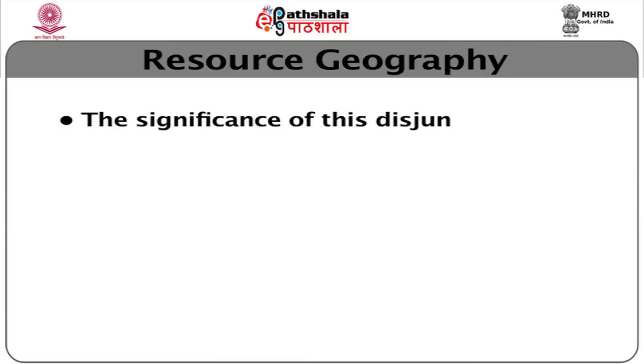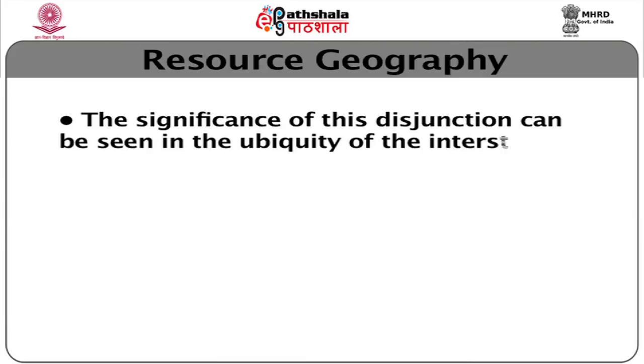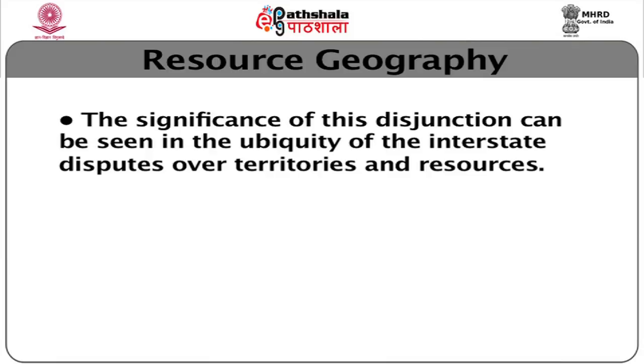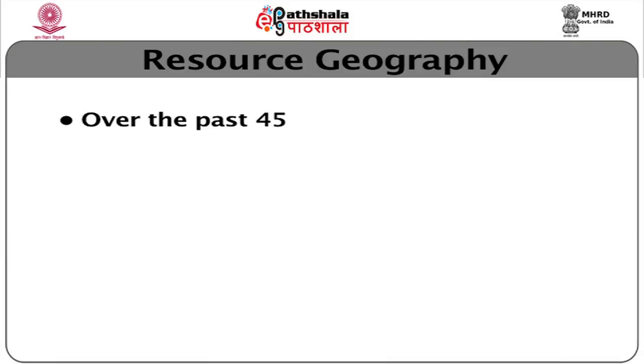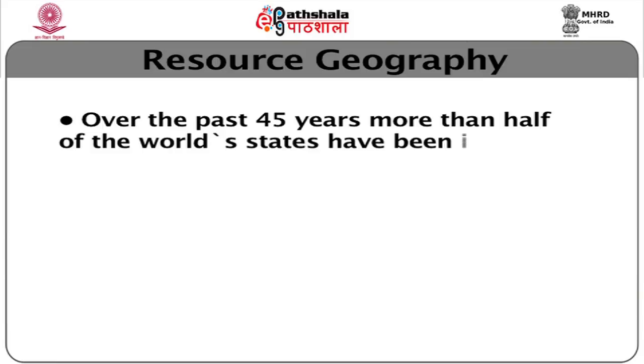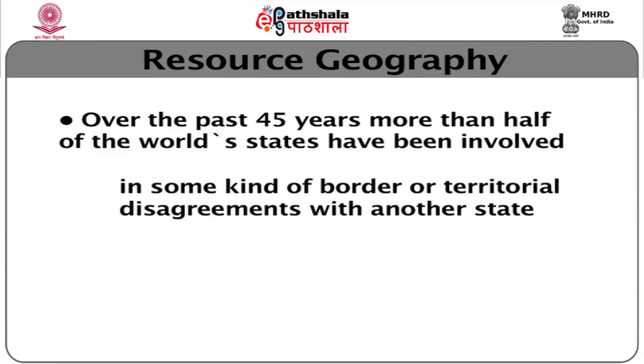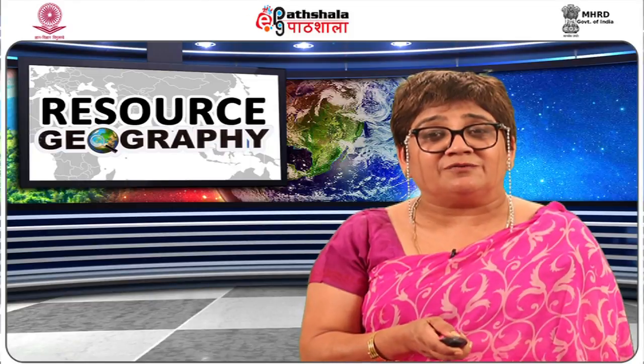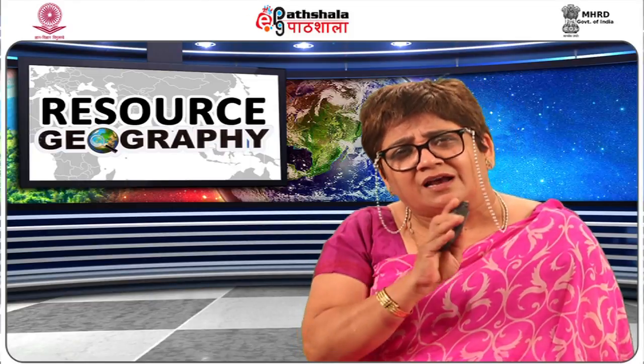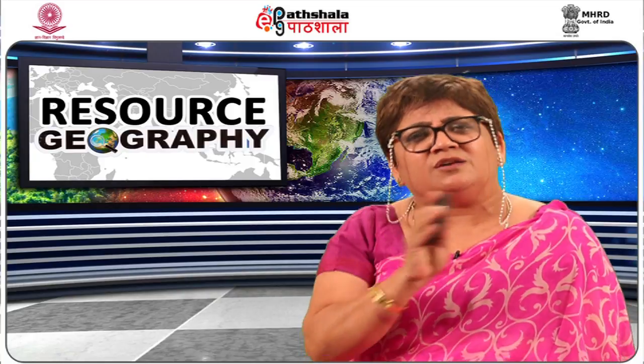The significance of this disjunction can be seen in the ubiquity of interstate disputes over territory and resources. Over the past 45 years, more than half the world's states have been involved in some kind of border or territorial disagreement. So what is important data for us to remember is that more than 50%, around half of the countries, are the ones who are involved.